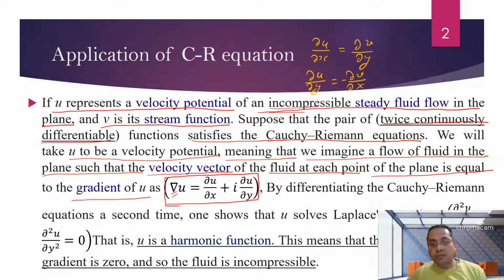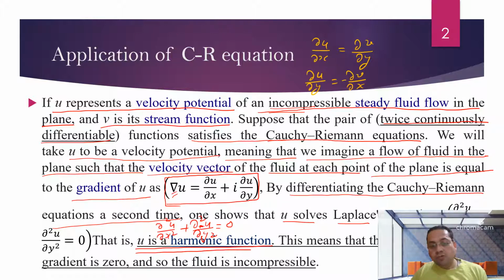By differentiating the Cauchy-Riemann equations a second time, we get u in the form of the Laplace equation, that is, del square u by del x square plus del square u by del y square is equal to 0. And if u satisfies the Laplace equation, that means u is a harmonic function. It is also proved that if the function is harmonic, then it must satisfy the CR equations.